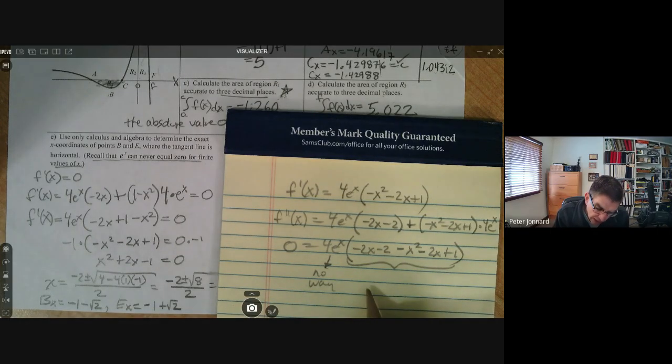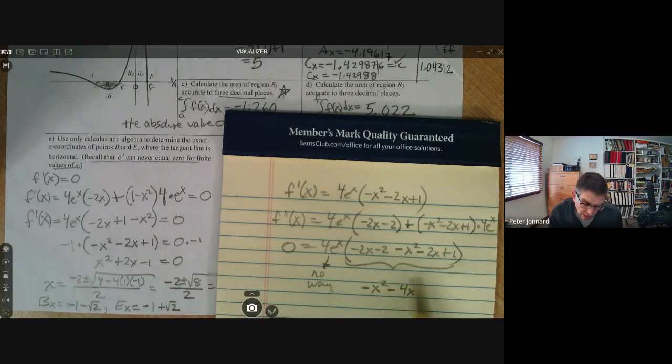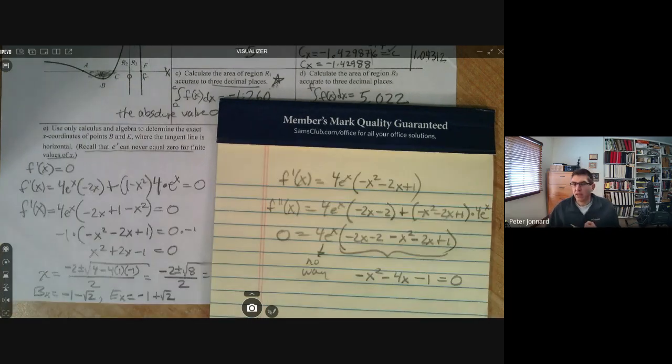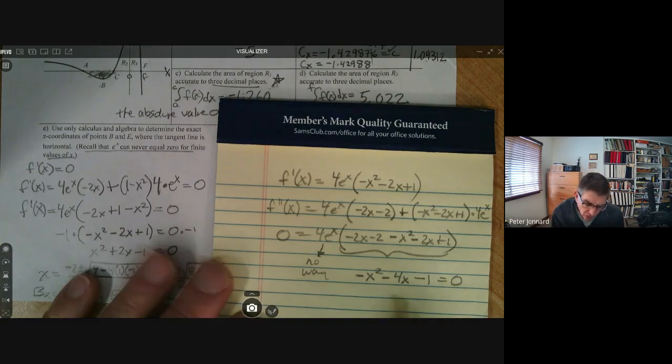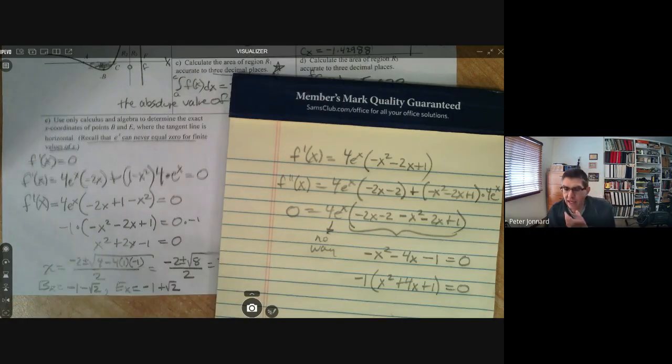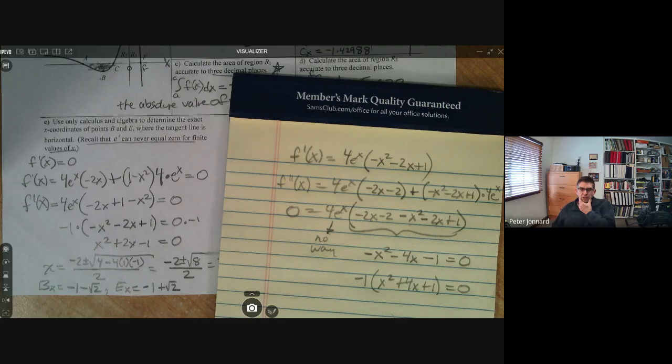That would be negative x squared minus 4x. And then what do I got? Negative x squared minus 4x and minus 1 equals 0. Okay, so let's keep in mind all of these terms are negative. So I'm going to factor out a negative 1, leaving behind x squared plus 4x plus 1 equals 0. And I don't think I'm going to be able to solve that by factoring. That doesn't look like it factors.